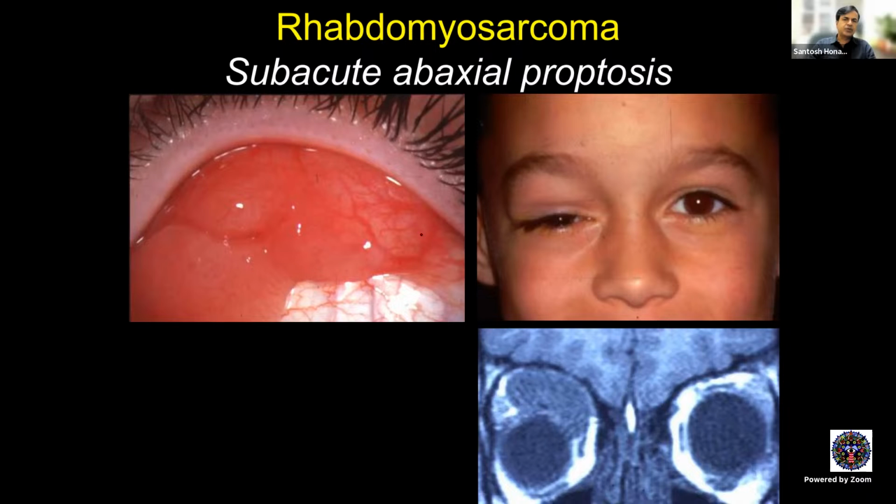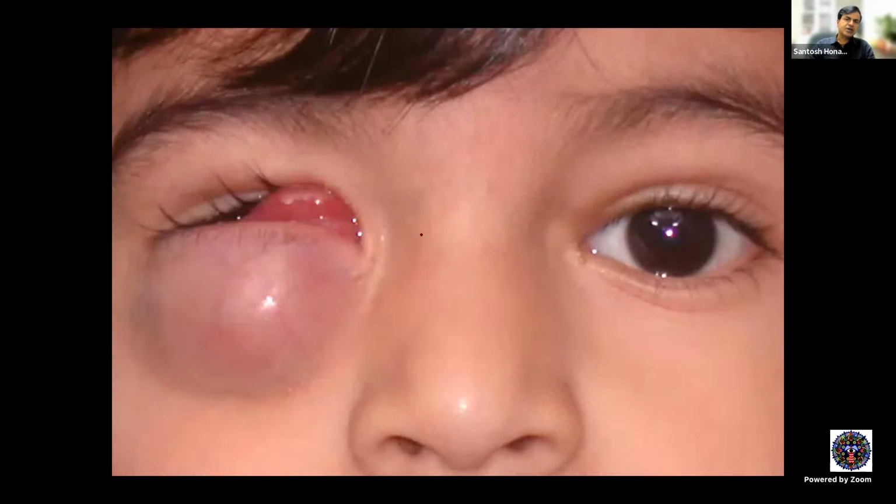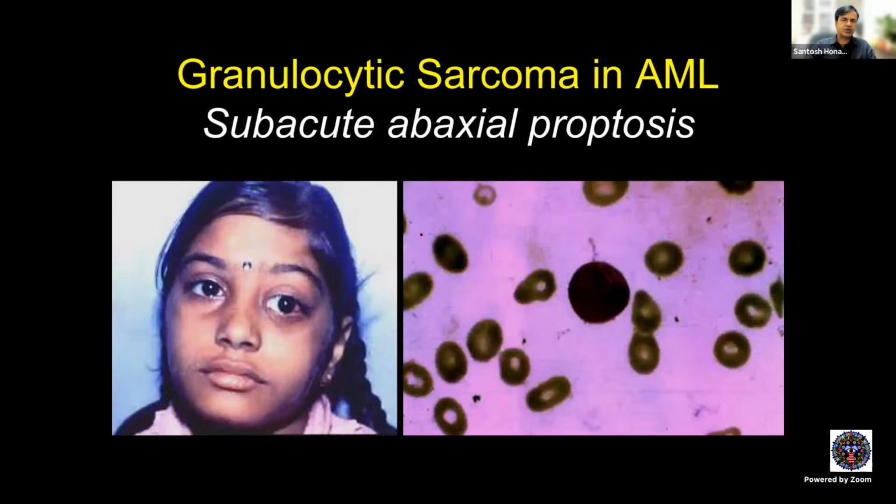If this child were in Africa and the lesion were inferior, then you could think of Burkitt's lymphoma. If it were an immunocompromised child, then we would think of Kaposi's sarcoma. But in a non-African Asian patient, you should think of rhabdomyosarcoma. Other differential diagnoses could be primitive neuroectodermal tumor and an aggressive lymphoma of viral etiology. This is an inferior orbital mass evolving over a few days to weeks, again a rhabdomyosarcoma of the inferior orbit. Rhabdomyosarcoma generally occurs in the superior orbit, but the inferior orbit is not immune.